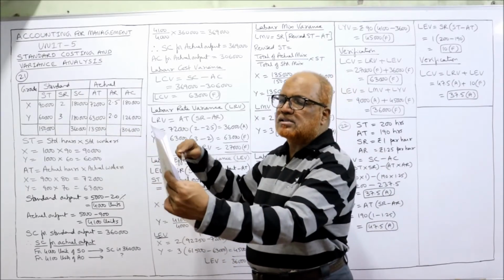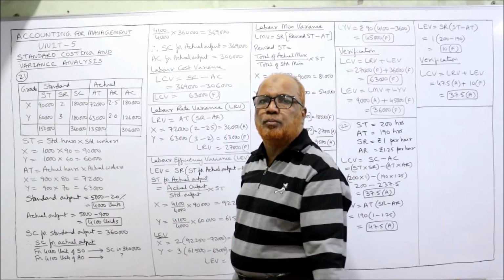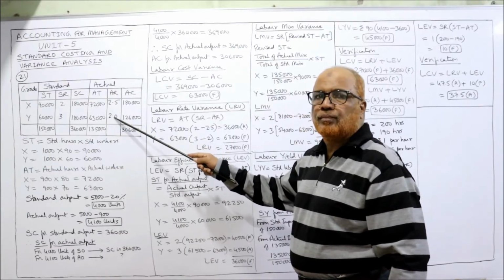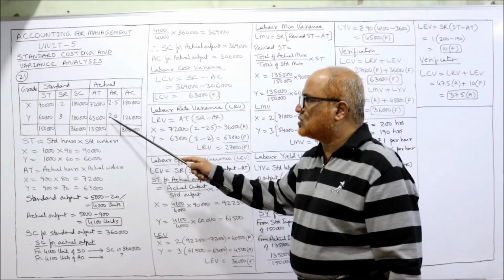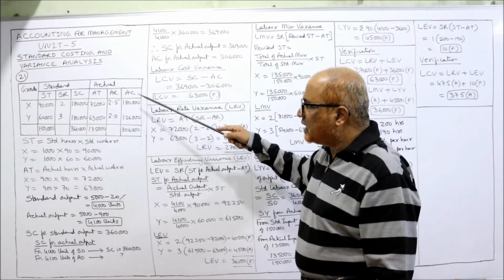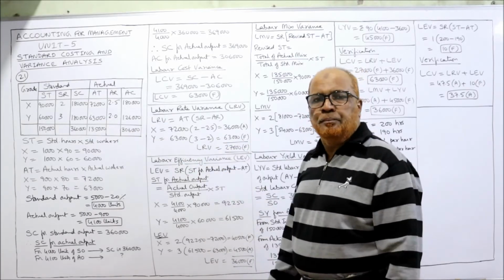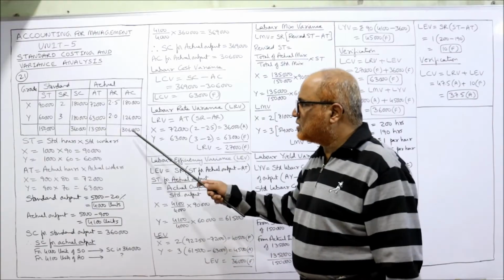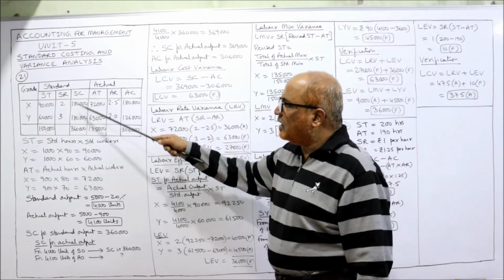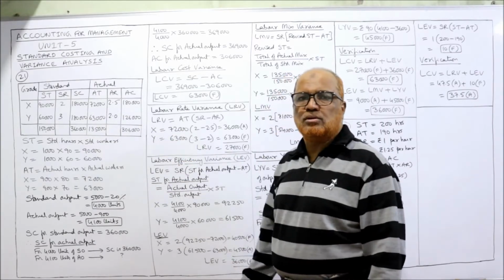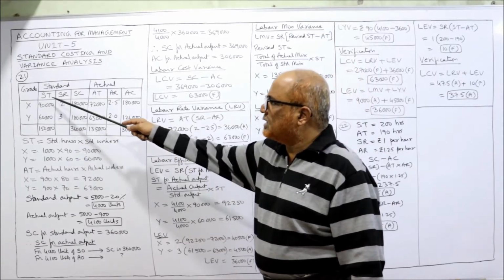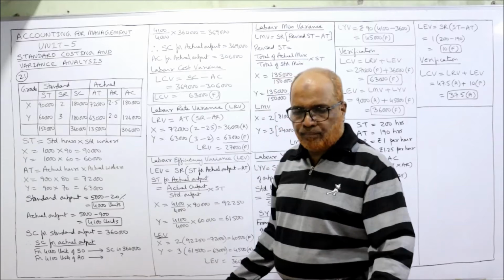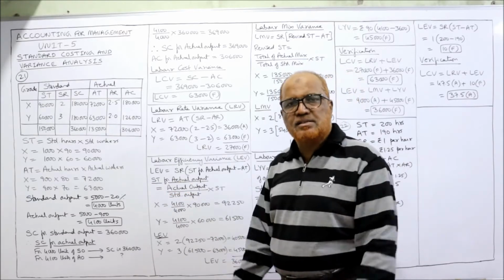Actual rate is given in the problem, 2.5 and 2 rupees. Multiply 72,000 into 2.5, 1,80,000. 63,000 into 2, 1,26,000. Take the total, 3,06,000. The actual cost is 3,06,000, whereas standard cost is 3,60,000. The total actual time 1,35,000. Total standard time 1,50,000. Up to this part, it's clear.